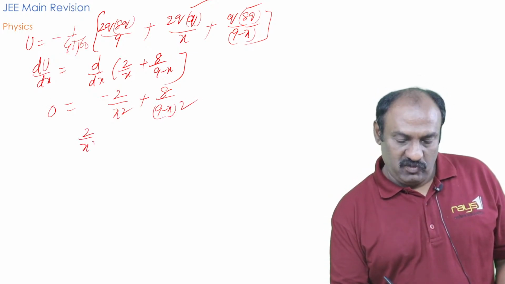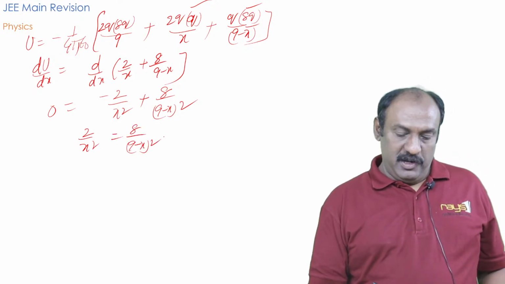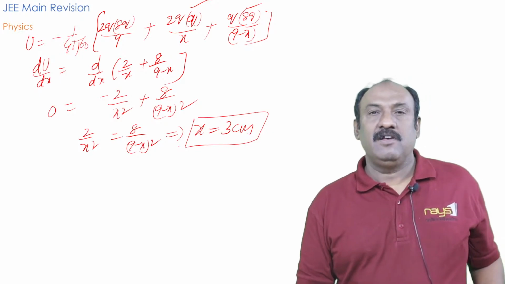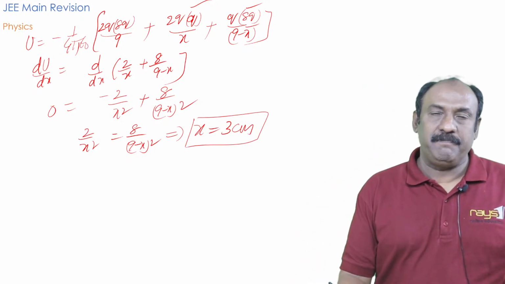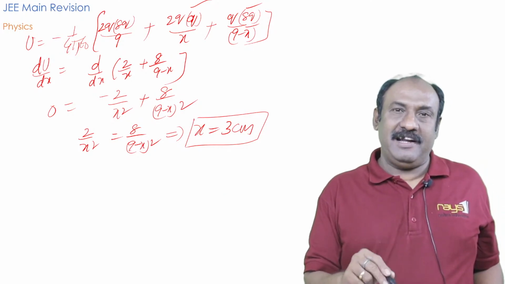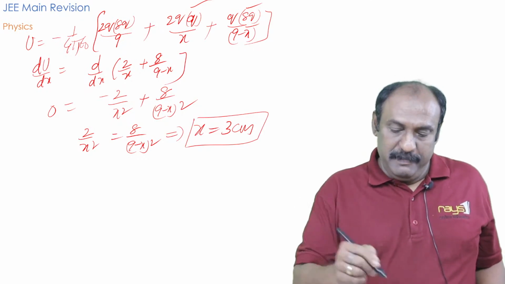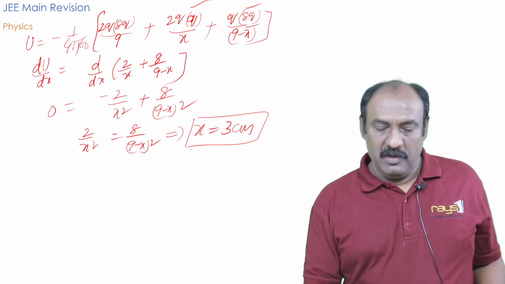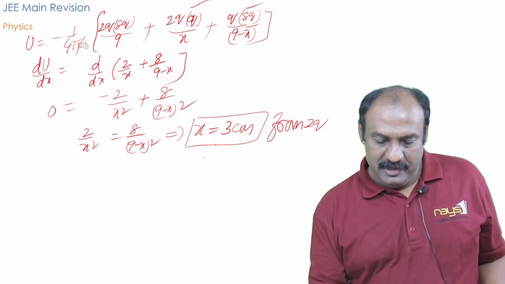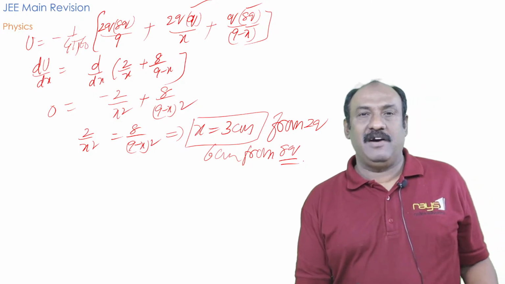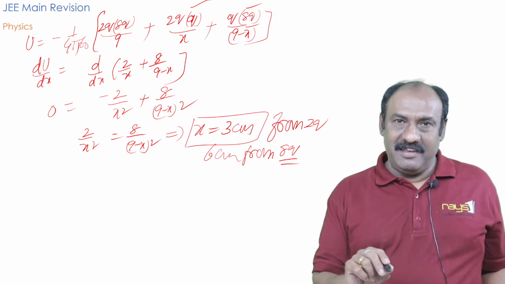So, 2 by x square is equal to 8 by 9 minus x whole square. By square rooting on both sides, after calculation we get x equal to 3 centimeters. So, at what distance of separation between 2Q and Q will the potential energy of all these 3 charges be minimum? If the small charge is kept at a distance of 3 centimeter from 2Q and 6 centimeter from 8Q, then only the potential energy of the system of all these 3 charges is minimum.